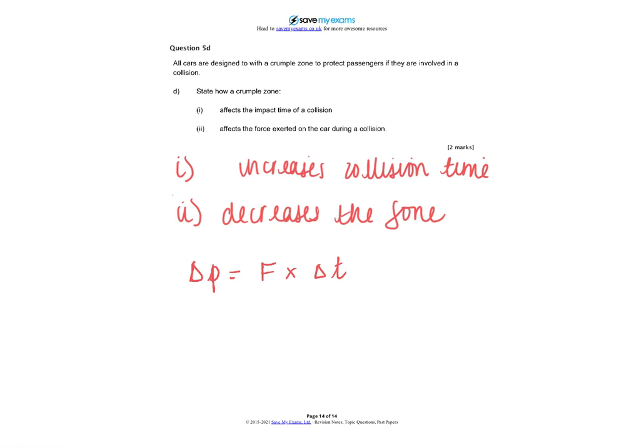Our change in momentum during a collision is going to stay constant. But what our crumple zone does is it means that this bit is larger, this increases, and therefore our force must be smaller so that our change in momentum is the same. So it decreases the force on us to protect the passengers if we are involved in a crash.